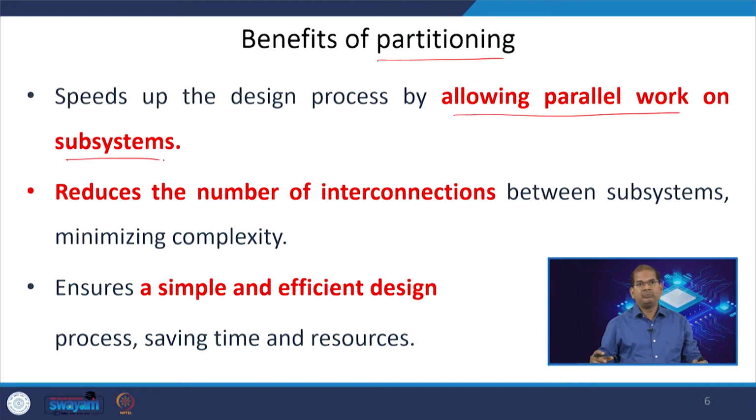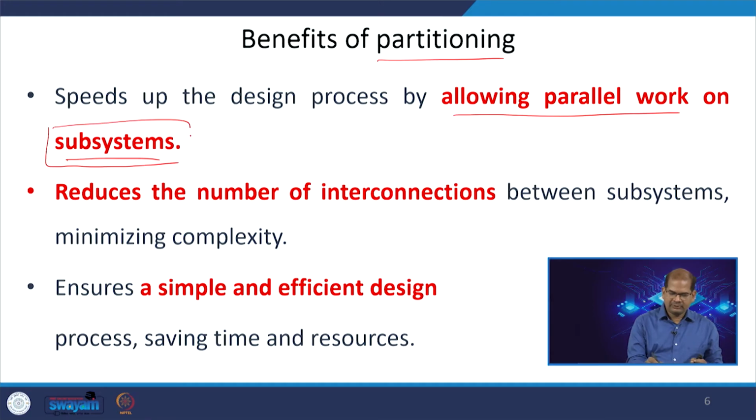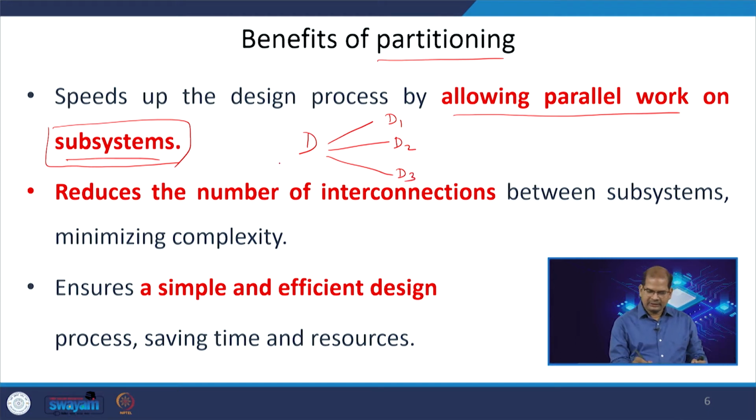So, if I do the parallel work, that 1 year of work can be done in a lesser time, if I have more people working on the subsystems. Each of the subsystems is done by different people. Let us say I have a bigger design D, I break it down into D1, D2, D3. Earlier, let us say the bigger design is done by one person, it takes 1 year. If I divide into D1, D2, D3, I can employ 3 different persons.